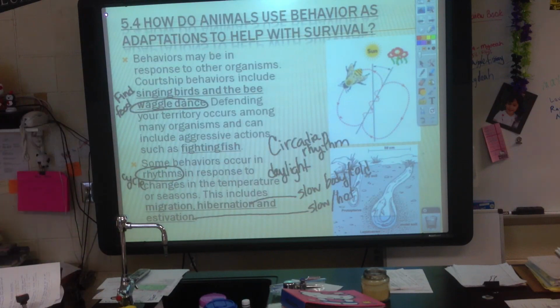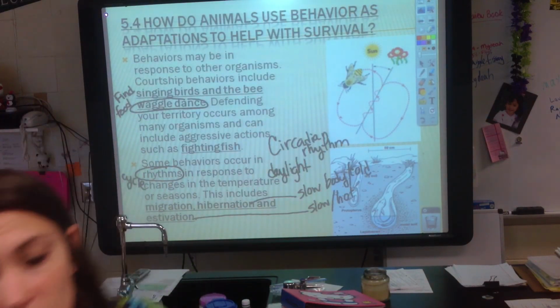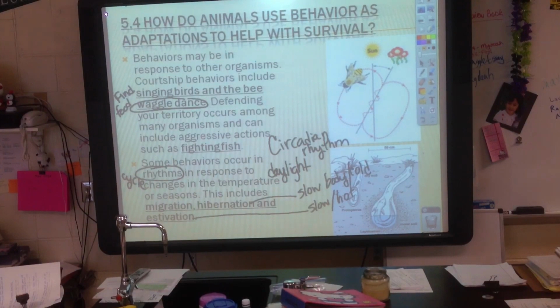And so this is actually where we're going to stop notes for now. If you will, make sure that you complete the summary box. That's all.